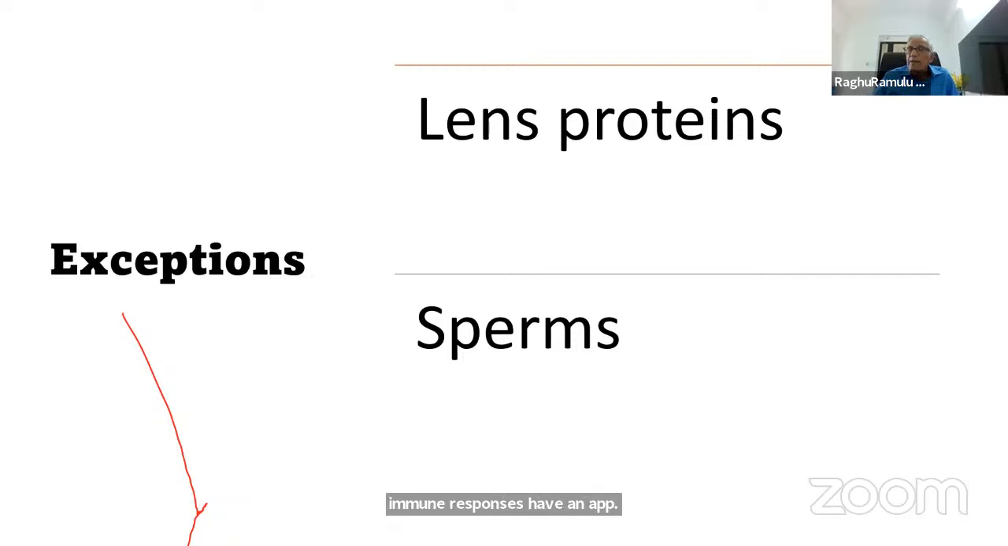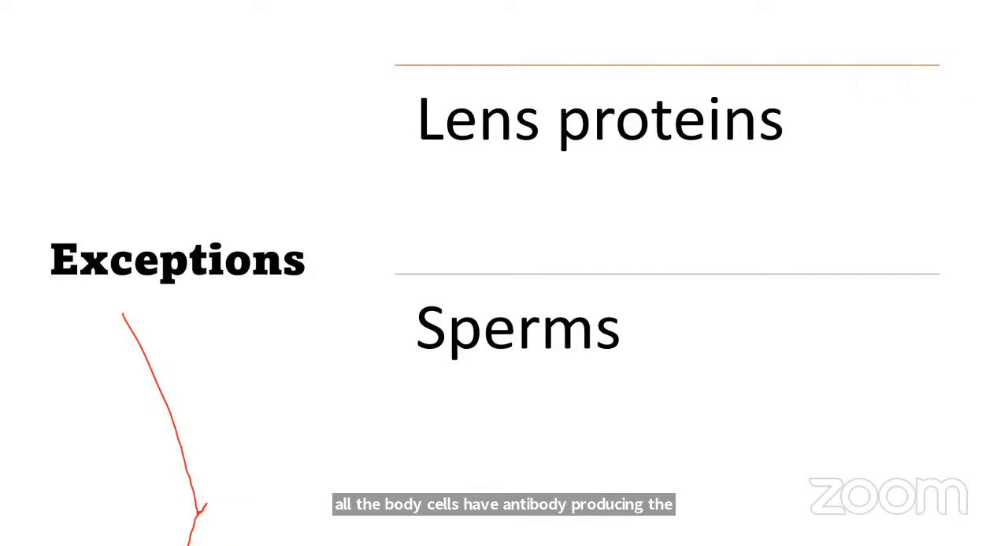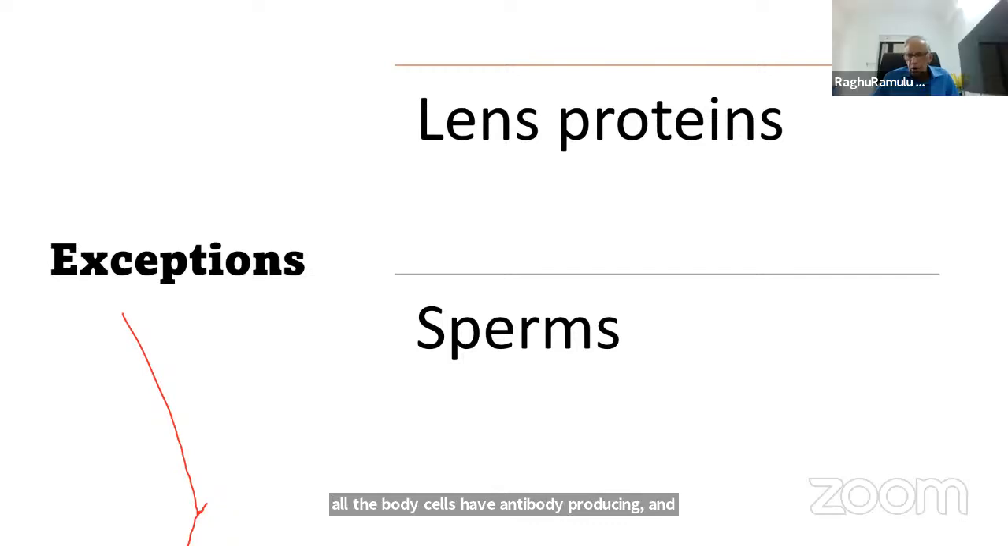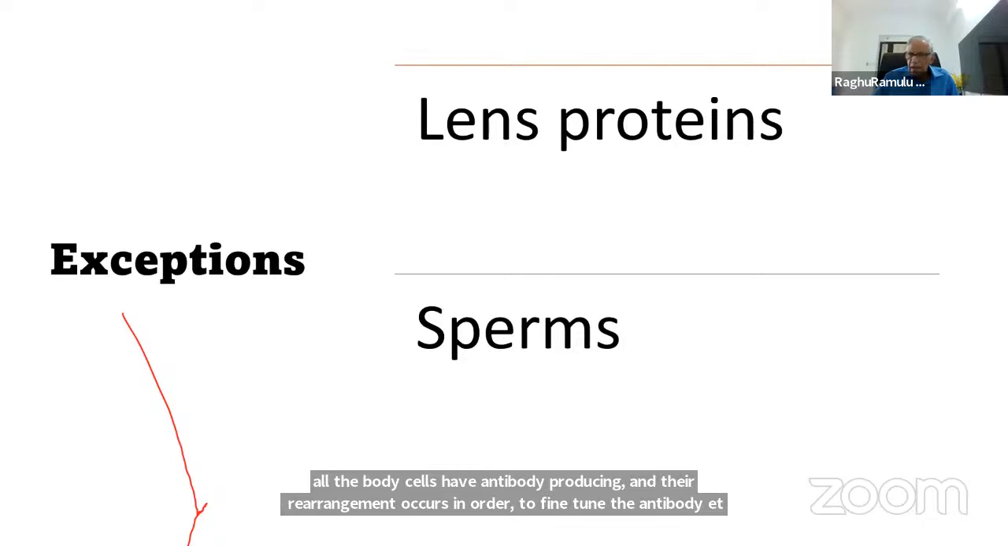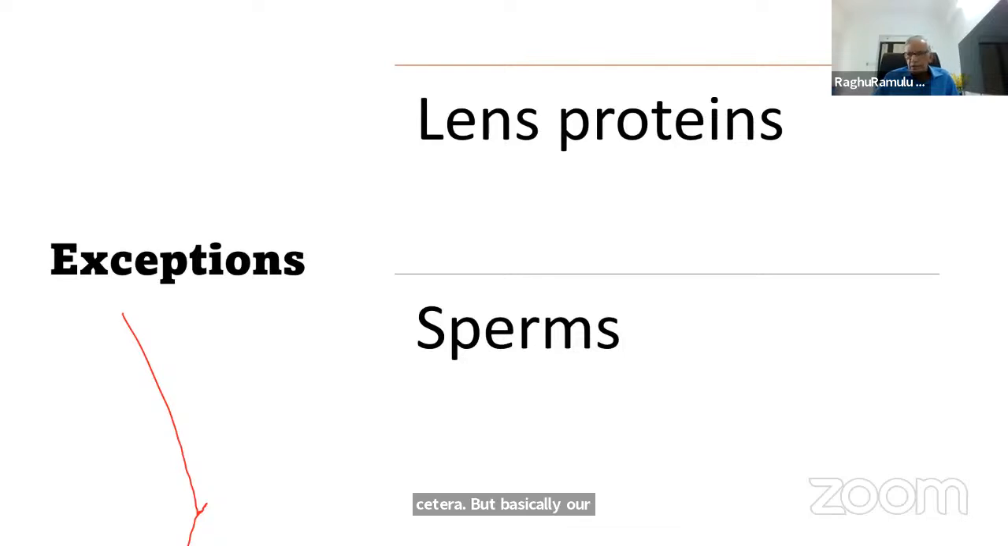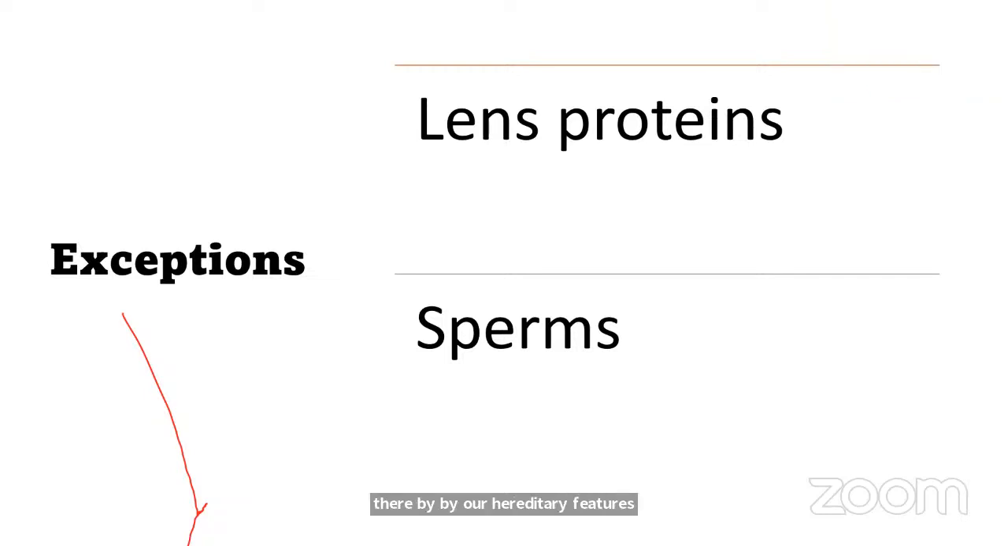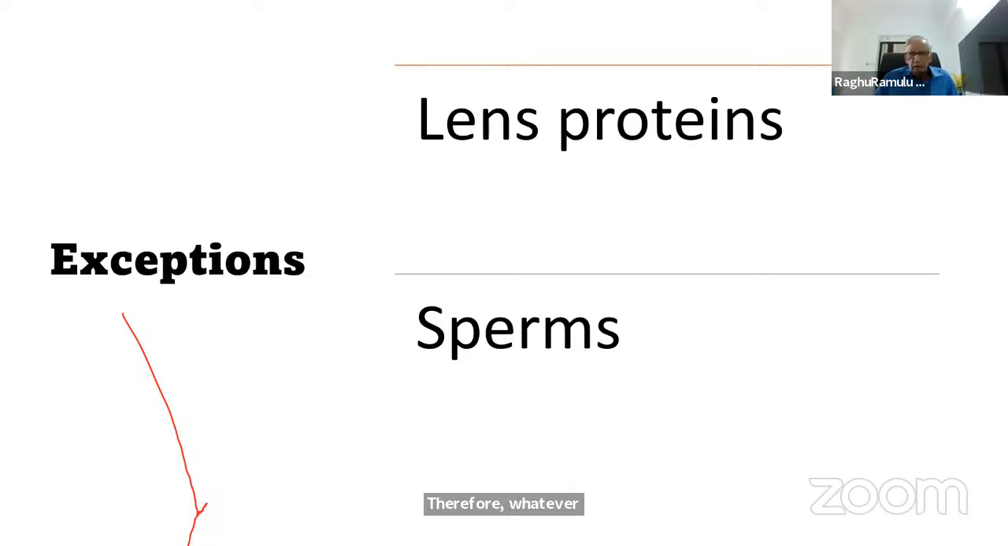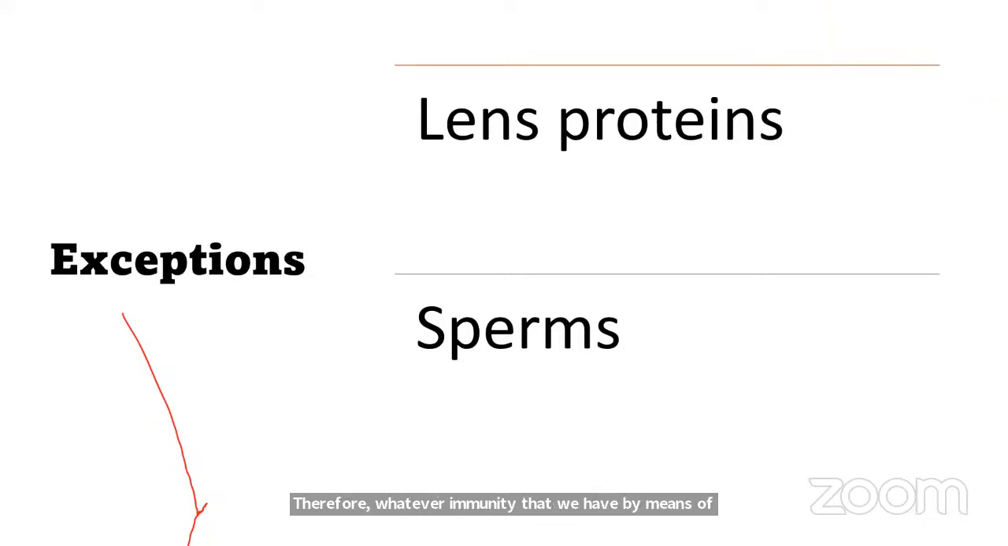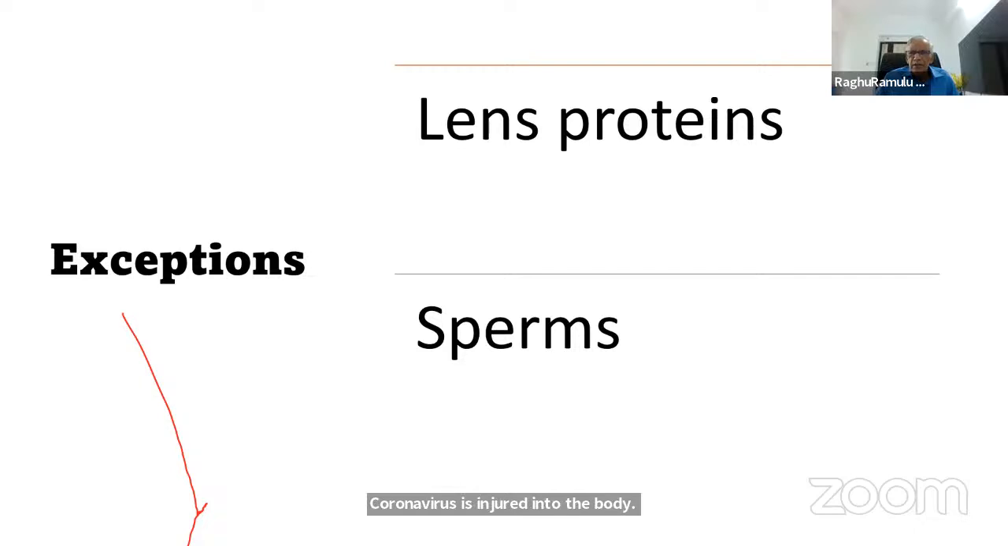But in the case of innate immunity, which we get by genetic constitution, because I've already told you that all the body cells have antibody producing genes and their rearrangement occurs in order to fine-tune the antibody, our innate immune mechanisms are there by our hereditary features. Therefore, whatever immunity we have by means of innate immunity responds very quickly. That's why, whenever the coronavirus entered the body, not everyone responded. Whoever had innate immunity did not suffer much.